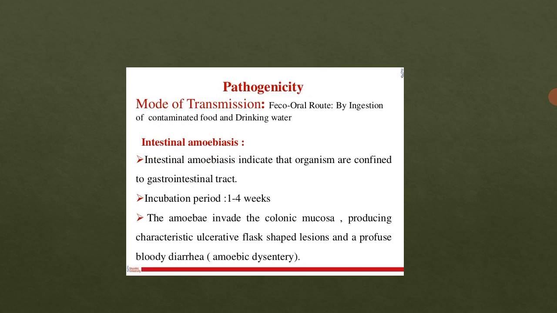Alright. Then the amoebae invade the colonic mucosa, right? Producing the characteristic ulcerative flask-shaped lesions and a profuse bloody diarrhea, with the presence of blood in the stools. This is the infection caused by this parasite.